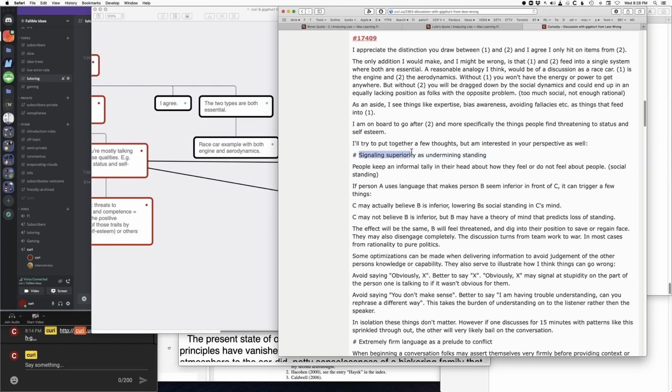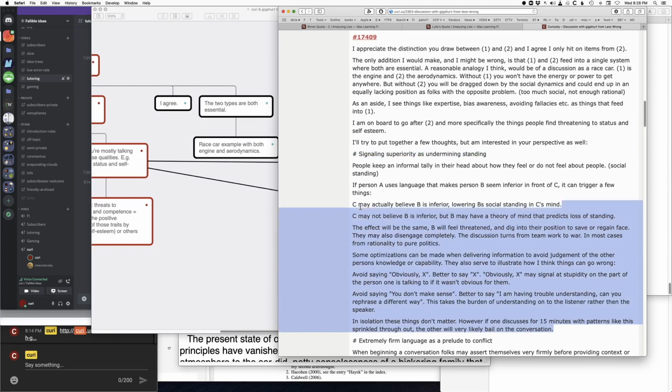Okay, so this is what he wants to say: if you signal that you're better than someone else, it can lower their status. Oh. Okay, that's what he's talking about here. So he's going to write all of this stuff, I think, is going to be related to that.